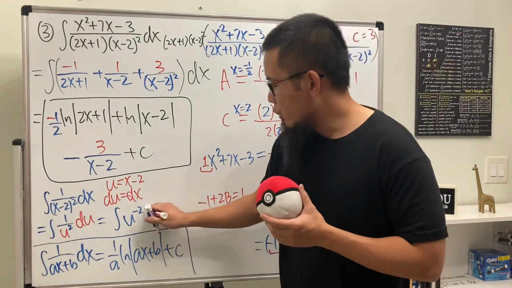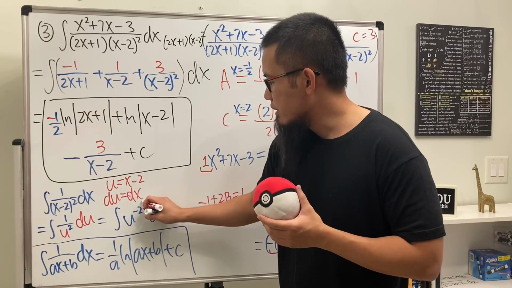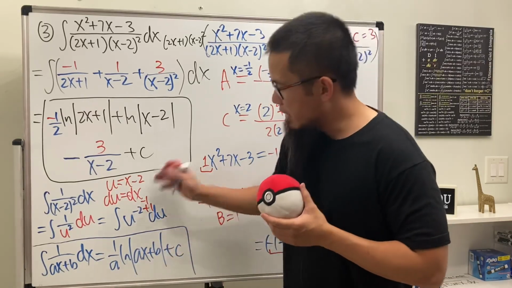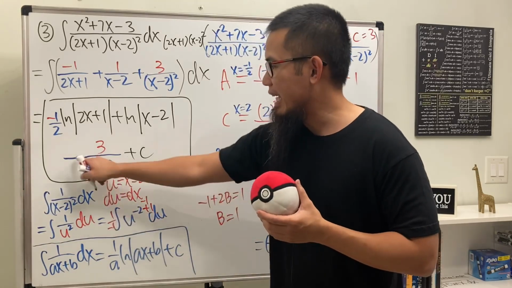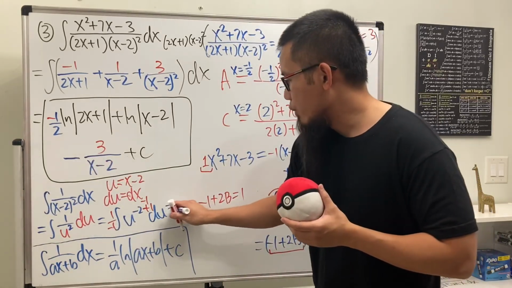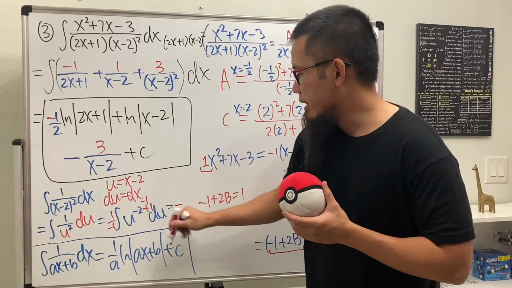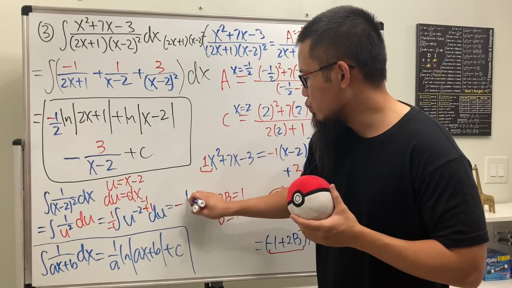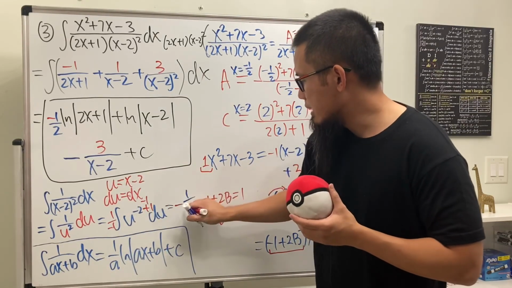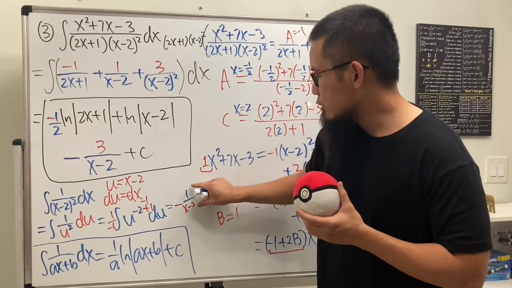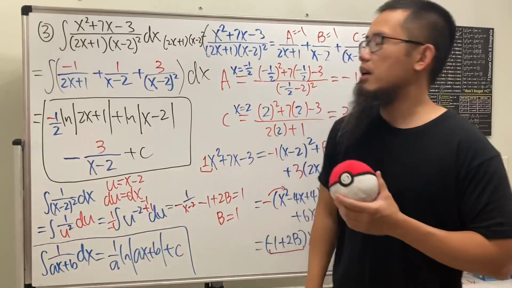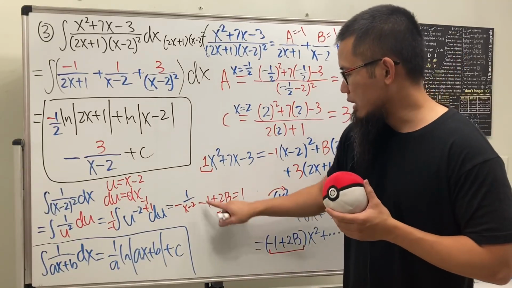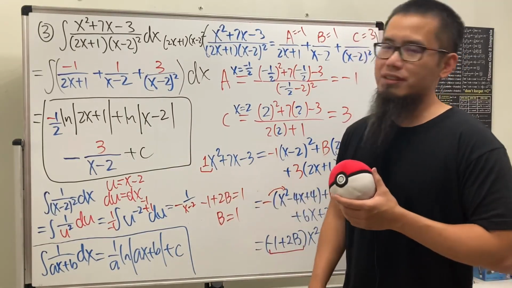And again, we add 1 to the power. That will give us negative 1 for the new power, divided by the new power, put it right here. That's why it becomes negative. And we get a negative right here, and then u to the negative 1, which is 1 over u, and u is x minus 2. And that's why we have this part. And then this 3 is from here. So just do the u sub on your own whenever necessary.